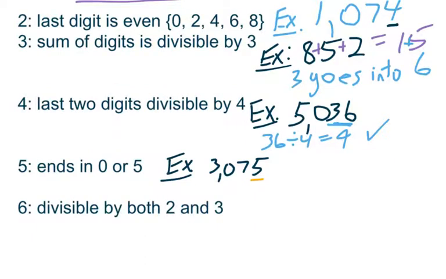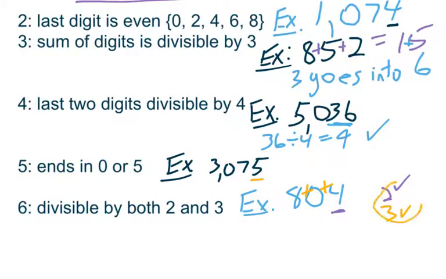Alright, the rule for 6, just check 2 and 3. Make sure that both 2 and 3 go. If they do, it's divisible by 6. So for instance, if we had the number 804, we would just make sure that it's divisible by 2. The last digit is even, so 2 checks. And then add up the digits to see if 3 works. So 8 plus 0 plus 4 is 12. Will 3 go into 12? Yes. So 3 checks. So then since it's divisible by both, it checks for 6.